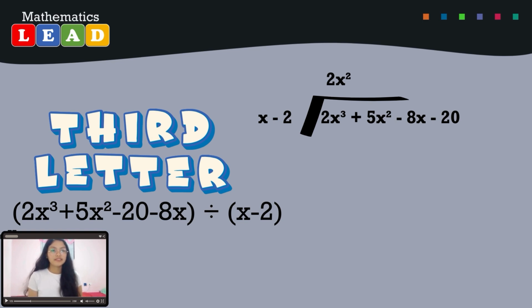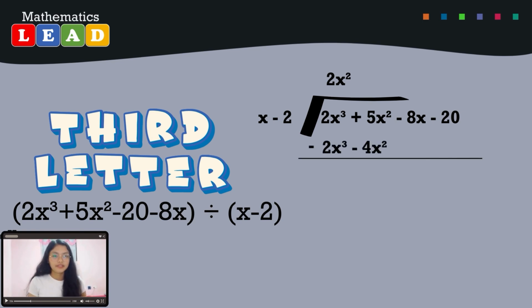We will be utilizing the long division method. First, we will be dividing 2x cubed by x, which will result to 2x squared. And we will be multiplying x minus 2 by 2x squared, and it will result to 2x cubed minus 4x squared. Now we will be subtracting 2x cubed minus 4x squared from 2x cubed plus 5x squared minus 8x minus 20, and we will have 9x squared minus 8x minus 20.